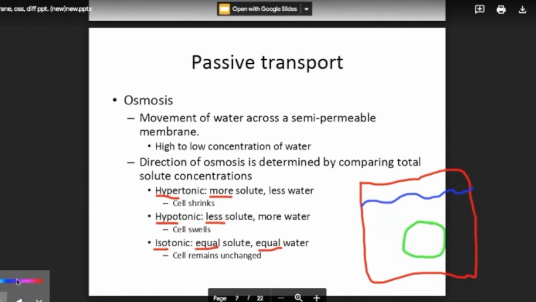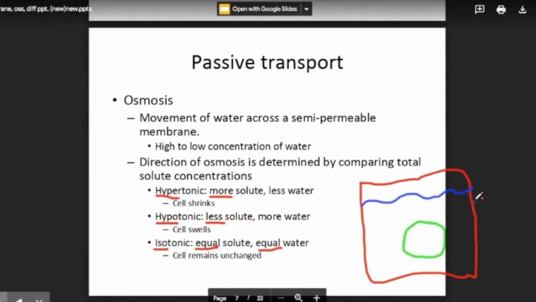All right, so when we would see hyper, hypo, and isotonic. So a lot of times when it's talking about hypertonic, hypotonic, and isotonic, you have to pay attention to what it's talking about. Is it talking about the solution in comparison to the cell, or the cell in comparison to the solution? So for this example, I'm going to talk about the solution, so the liquid, in comparison to the cell. So let's say my hypertonic solution, so it has more solute, less water.